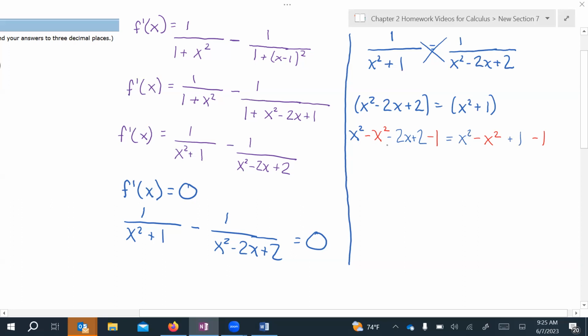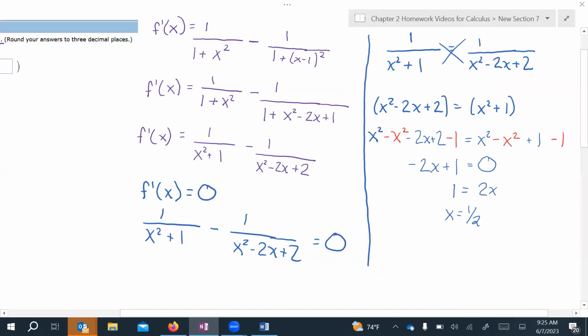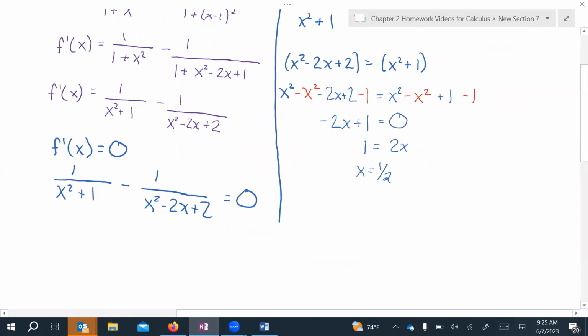When we do that, the x squareds on the left and right both cancel. We have negative 2x plus 1 equals 0. So then we have 1 equals 2x, or x equals 1/2. For that value, we know the derivative will equal 0. So we can use the second derivative test to see whether that is a relative min or relative max.